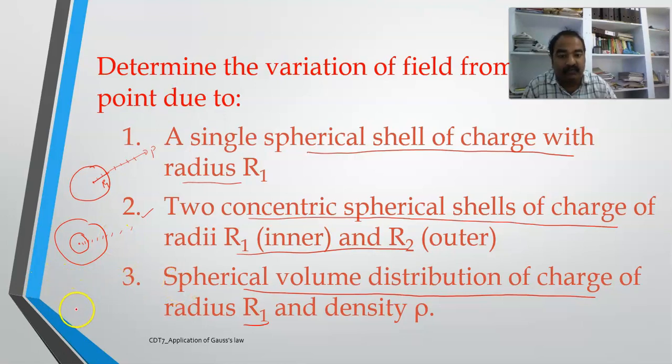And the last one is a spherical volume distribution. If it is a shell, basically it is just like a hollow sphere, where the charge will be only on its surface, so inside there won't be any charge. Whereas if it is a spherical volume distribution of charge, the entire region will also have charge. In that case, how will the electric field be at different points varying from the center? For all these different cases, we will try to determine the electrostatic field intensity as a function of R.